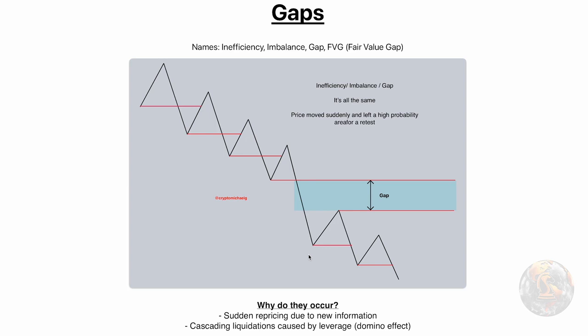So it starts off with the bad news or whatever, it breaks through a level which starts to trigger liquidations, and as those liquidations trigger, they push the market down, which triggers more liquidations, which pushes the market down, which triggers more and more and more, hence the domino effect.